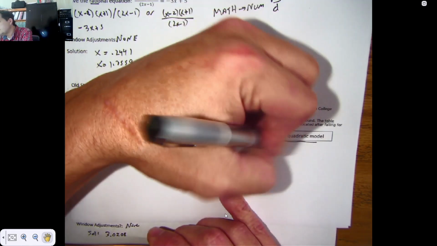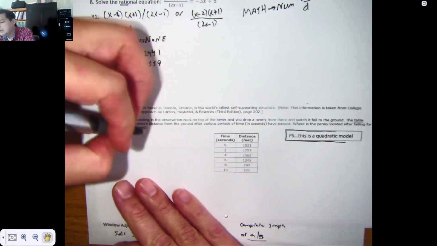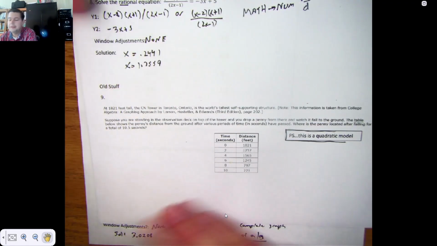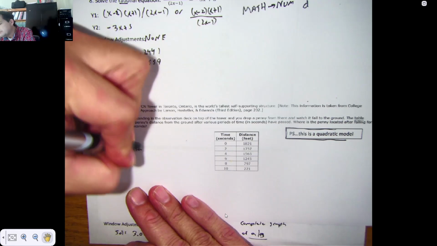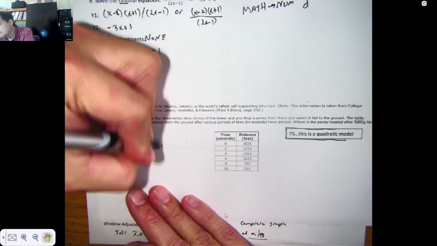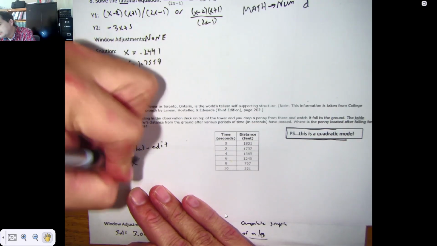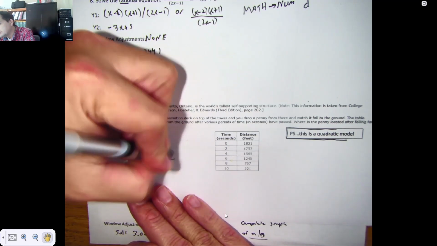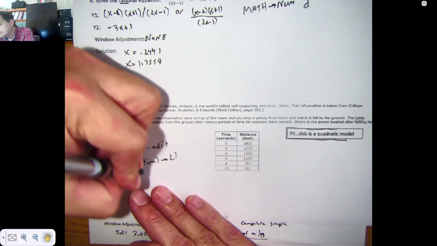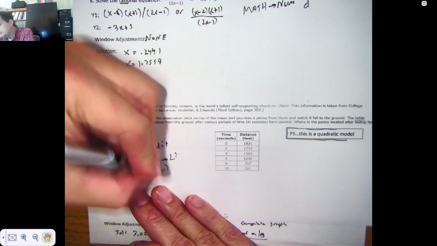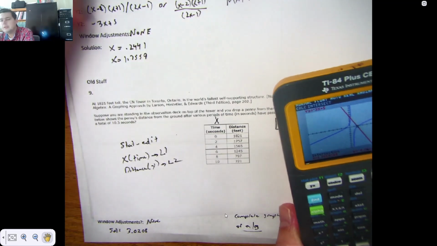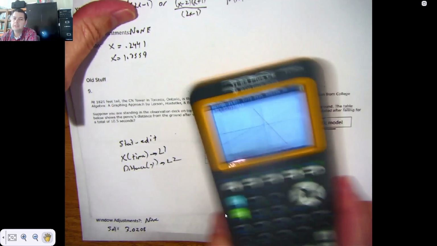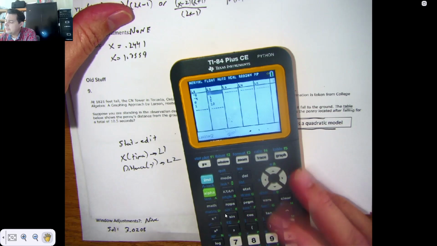It says quadratic model. So I'm going to have to put this in the calculator, do a quad reg. I'm going to go to Stat. I'm going to go to Edit. X, which is your time, because time is always X, goes into list 1. And your distance, Y, goes into list 2. This is always, the first column is always X, second column is always Y. So Stat, Edit.